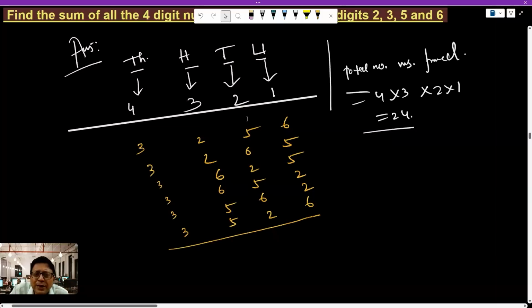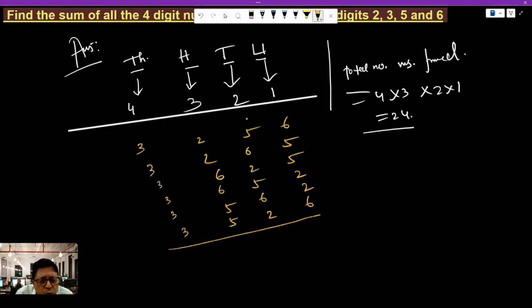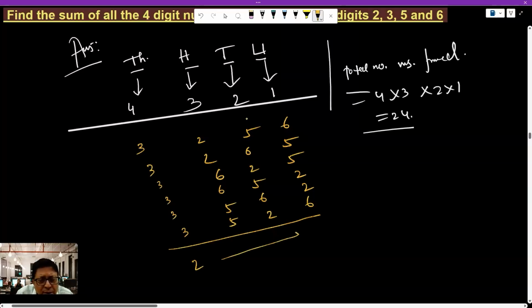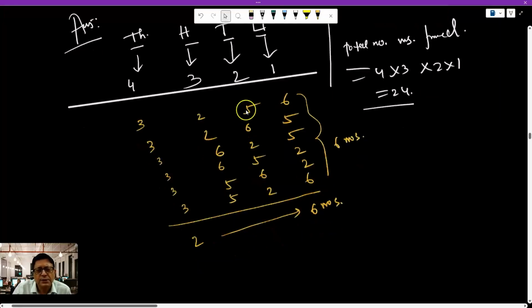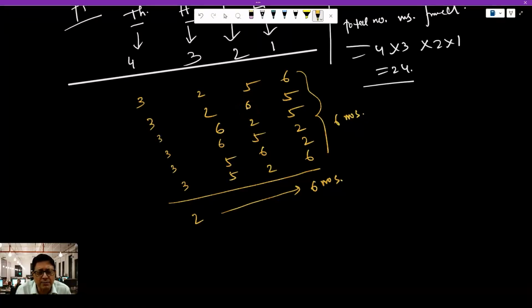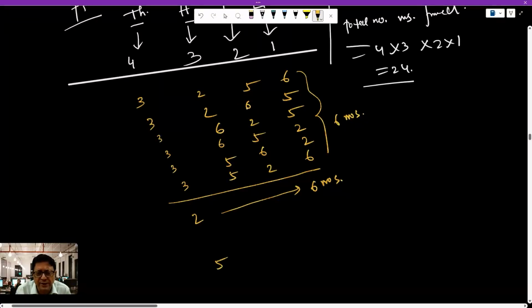Starting with 2, how many numbers will be there? 6 numbers. Starting with 3, you got 6 numbers. Starting with 2, you got 6 numbers. Starting with 5, 6 numbers only. And starting with 6. So this way 24 numbers come in.